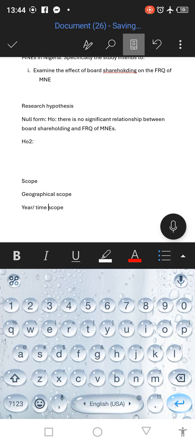The geographical scope, like I explained, is what it is. The year scope is majorly talking about the number of years, which is also time, that your work is going to cover. Is it 30 years? Is it 20 years? Is it 25 years? Is it 15 years? Is it 100 years? And if it is 15 years, from what year to what year? Is it 2008 to 2015? Is it 2008 to 2024? Whatsoever it is, that is what the scope of the work is all about.